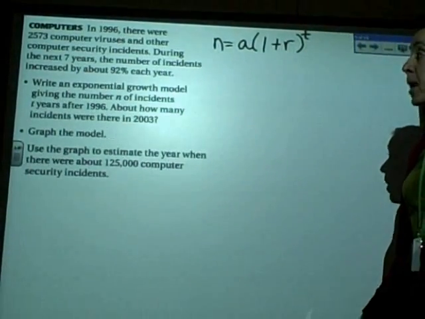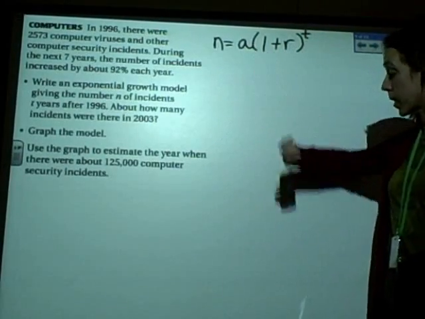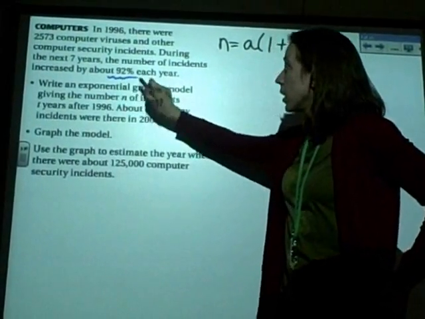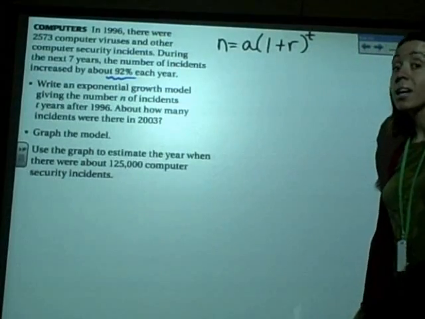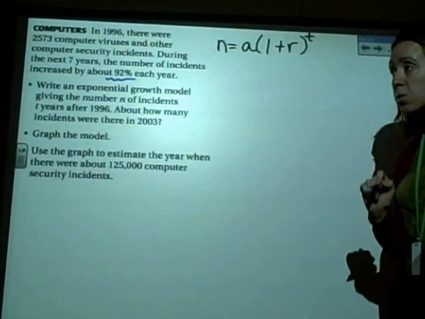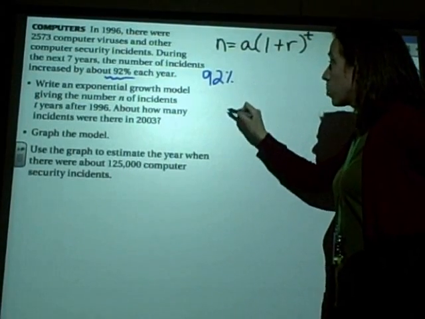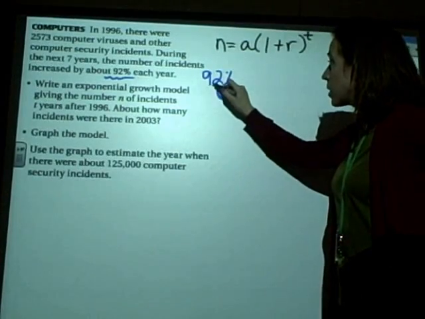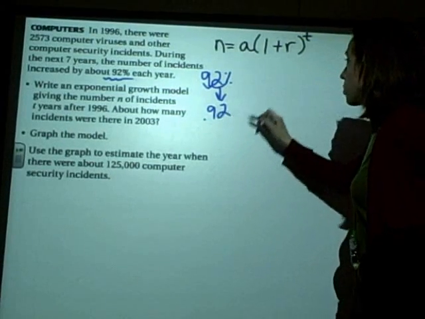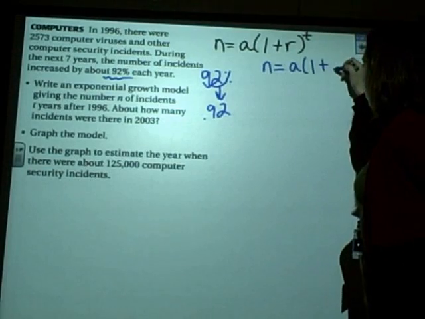In order to write that model, we have to identify what our different variables are that are going in there. Okay? So we are given that the number of incidents increased by 92%. That's going to be our r. R is always a percent, but we don't want to use it as a percentage. We want to change that into a decimal. So 92% as a decimal, if I move that decimal point 2 places to the left, we get 0.92. So that's going to go in there for R.